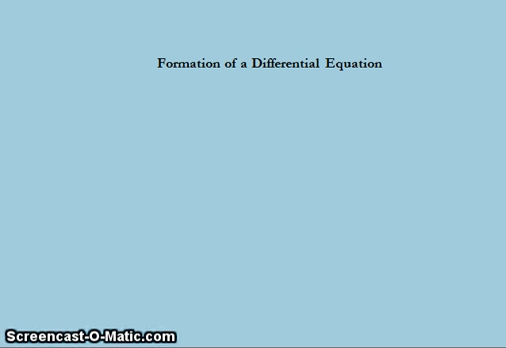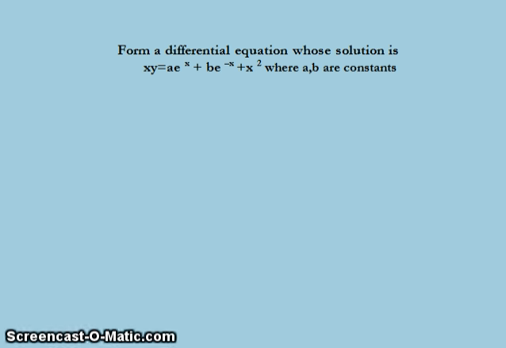Next is the formation of a differential equation. From the previous example, it is clear that a differential equation can be derived from its solution by the process of differentiation and other algebraic processes of elimination, etc. On this account, the solution of a differential equation is also called its primitive. Finally, we are going to deal with a problem that requires forming a differential equation whose solution has been given. We have to form a differential equation whose solution is xy equal to a e power x plus b e power minus x plus x square, where a and b are constants.